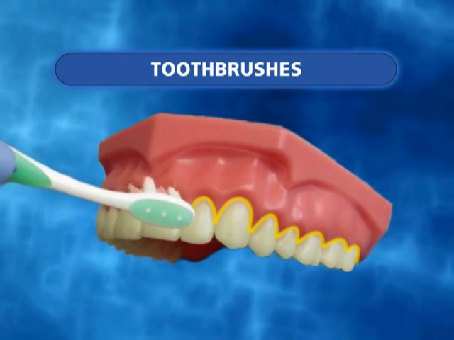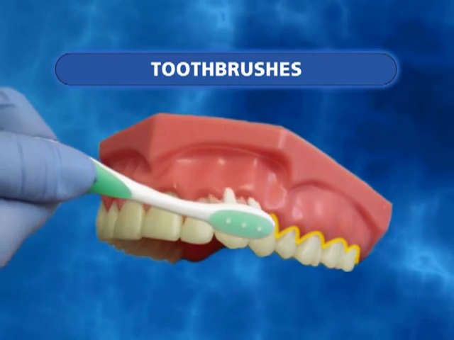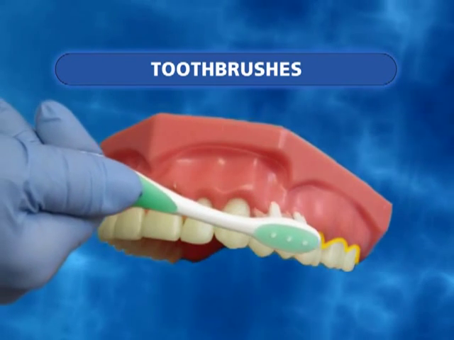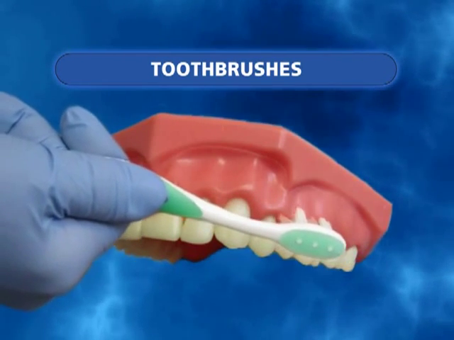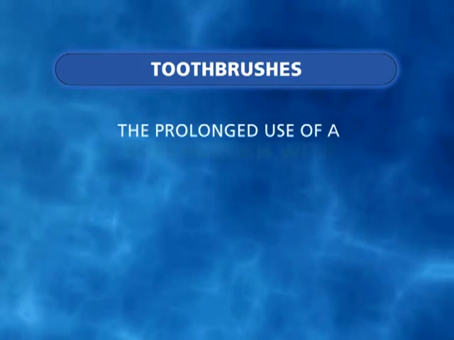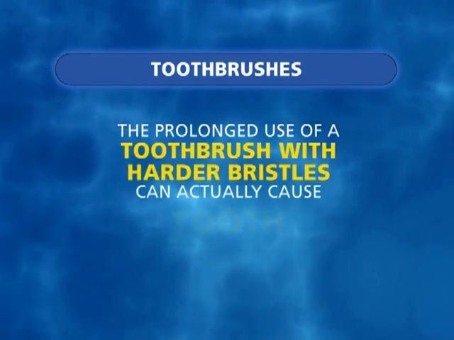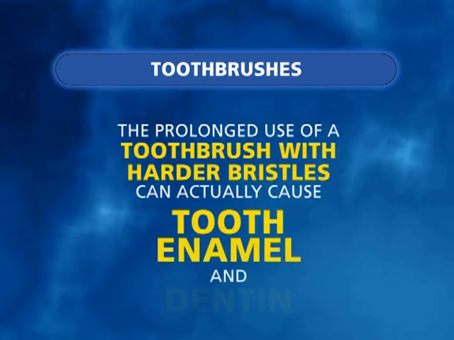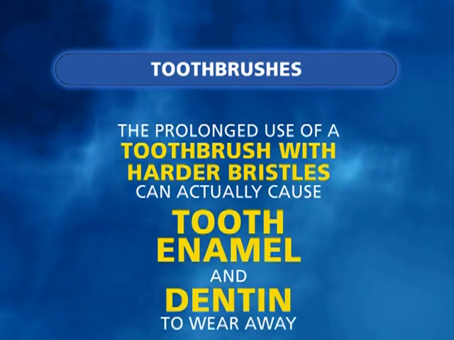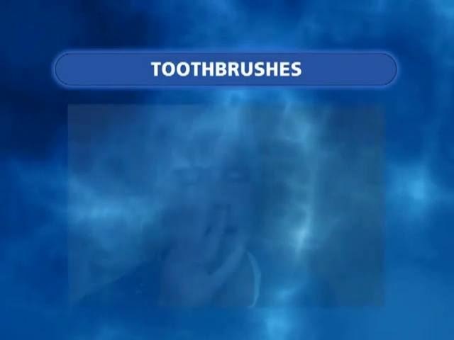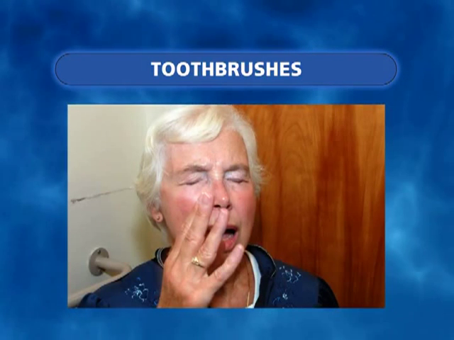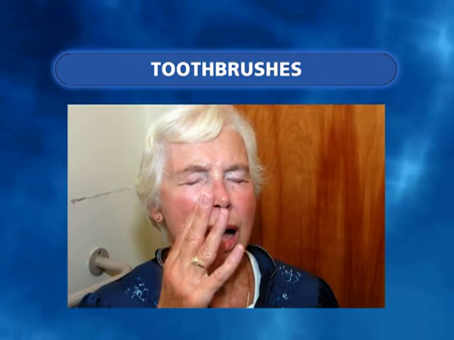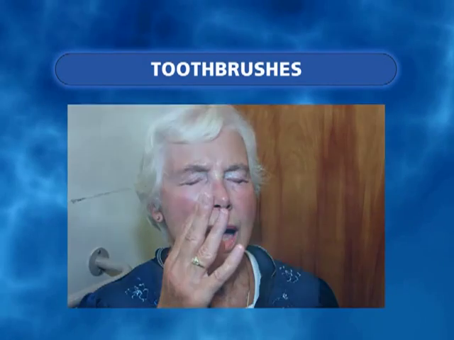Soft bristles are gentler on the gum tissue and will reduce the chance of gum recession and toothbrush abrasion. The prolonged use of a brush with harder bristles can cause the tooth enamel and dentin on a tooth's root surface to wear away. This can cause the crown of the tooth to weaken, resulting in abrasion and sensitivity.